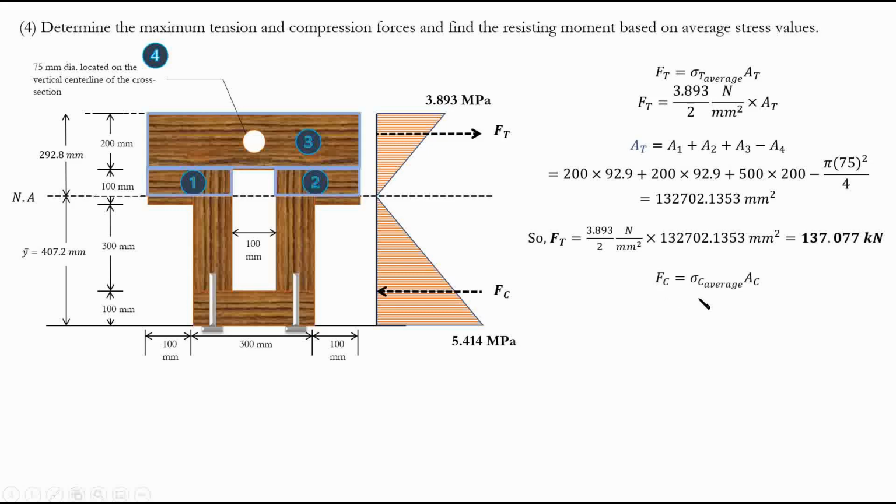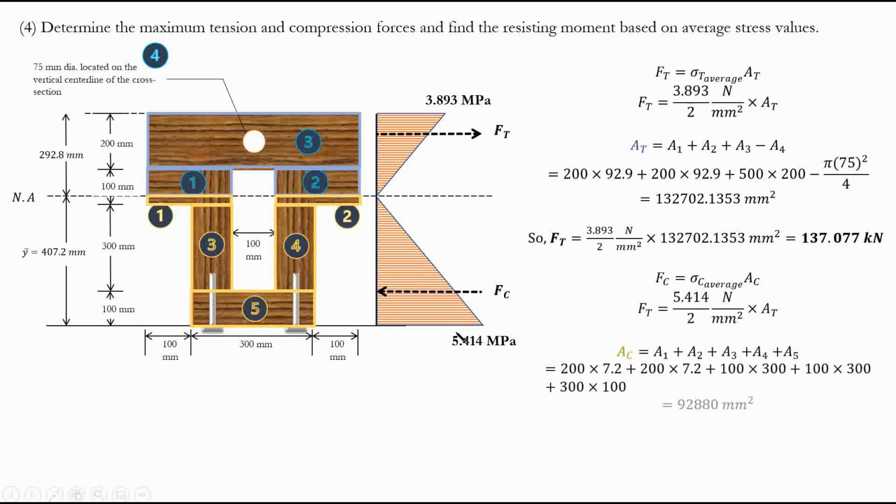Same idea for compression. We say 5.414 plus 0 divided by 2 is the average stress for the compression area. For the compression area, we say this is section 1, 2, 3, 4, and 5, and we add all of these areas together. You can see the calculation here. For example, for section 3, the area is 300 times 100. Then we add them together, and finally we multiply the average stress by the area. This is going to be your number. If you multiply this by this, you won't get this number exactly, you're going to get this number multiplied by 10 to the power of 3.